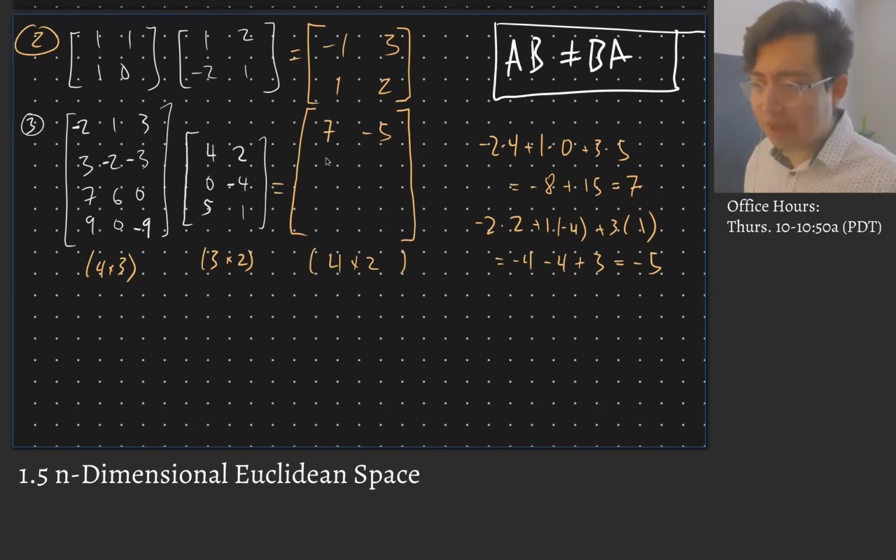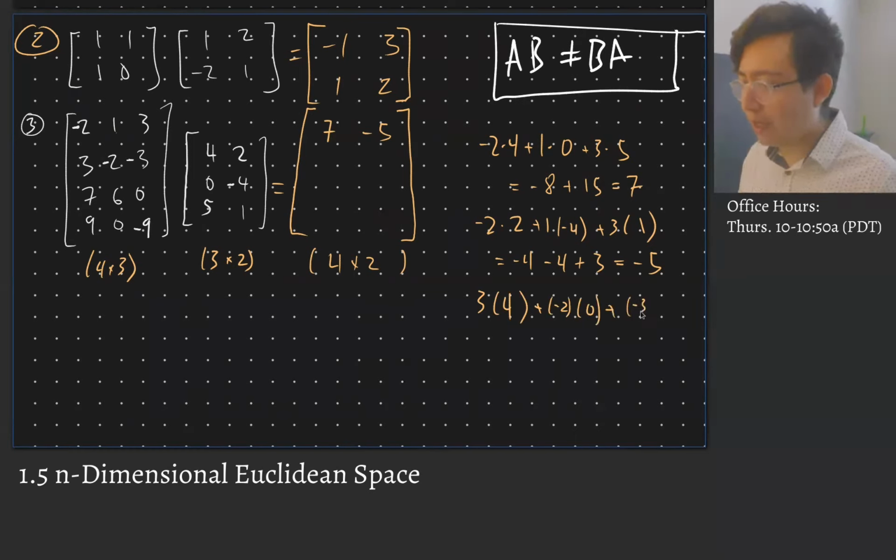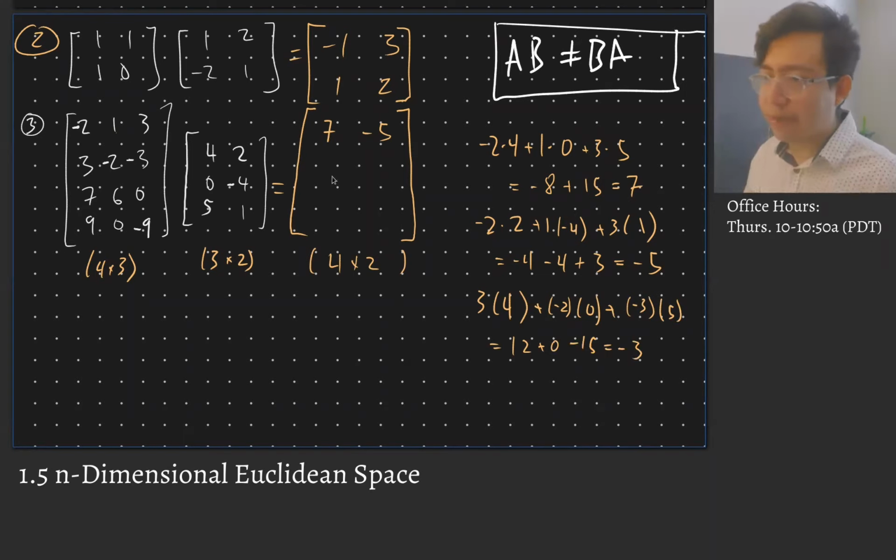So the next row, second row, but still in the first column. So we have 3 times 4 plus -2 times 0 plus -3 times 5. So we have 12 plus 0 plus or minus 15. So this answer is -3. So we get a -3 here. And that's what we get there. Okay.